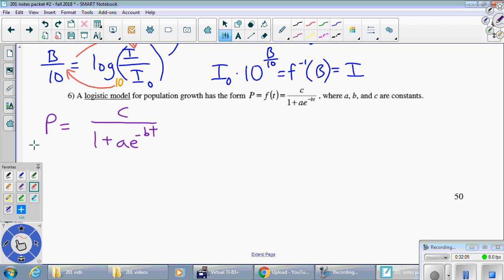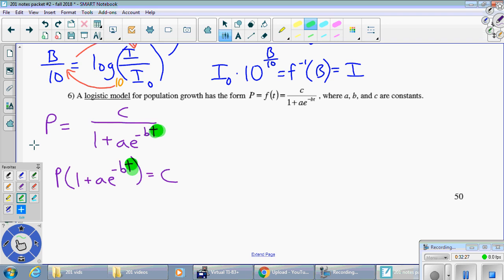So first, I don't like that it's a big fraction, so I'm going to multiply both sides by 1 plus A e to the negative bt, which gives P times that equals C. I'm going to highlight here in green. The thing we're trying to solve for is t. That's the goal, is get everything away from that. So now it is currently here. At least it's not in a denominator anymore.